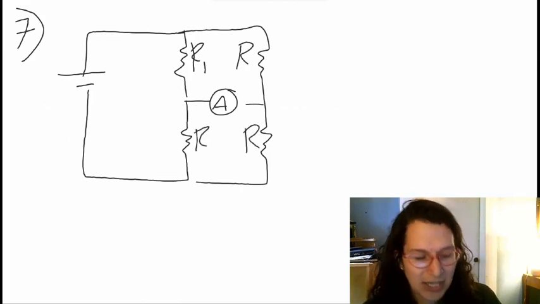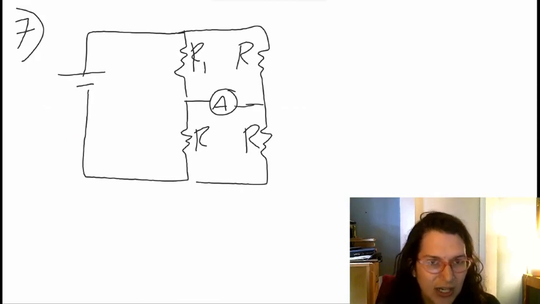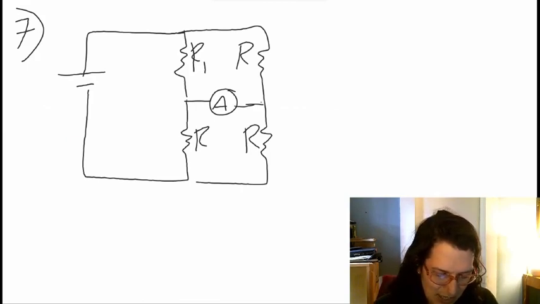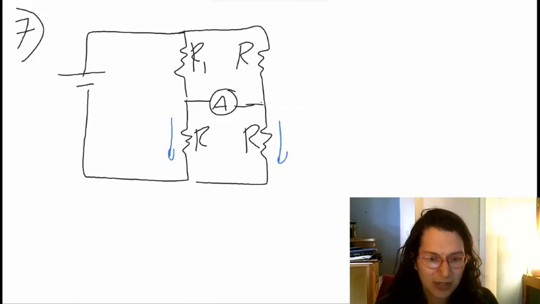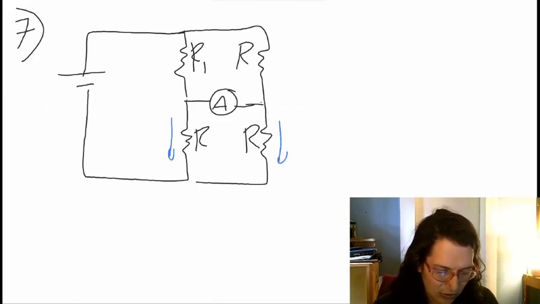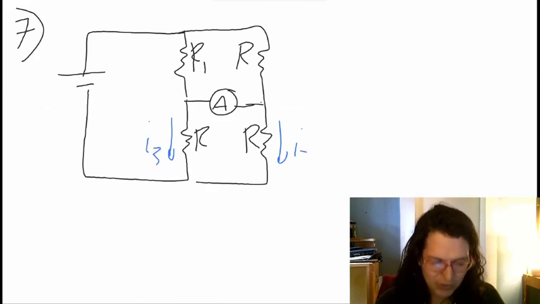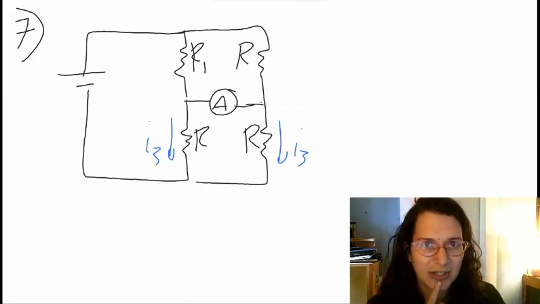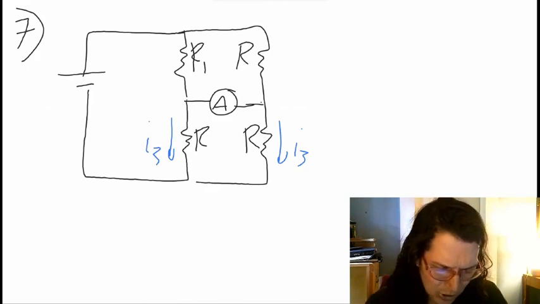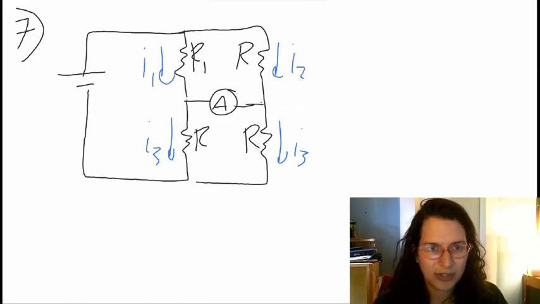Now what's going to happen is, since the ammeter has no resistance, there's going to be a balance between these 2 points, and we're going to have the same current flowing over both of these, which we'll call I3, although it's going to be related to the currents in the other ones in a kind of peculiar way. So we'll call this one I1, and we'll call this one I2.